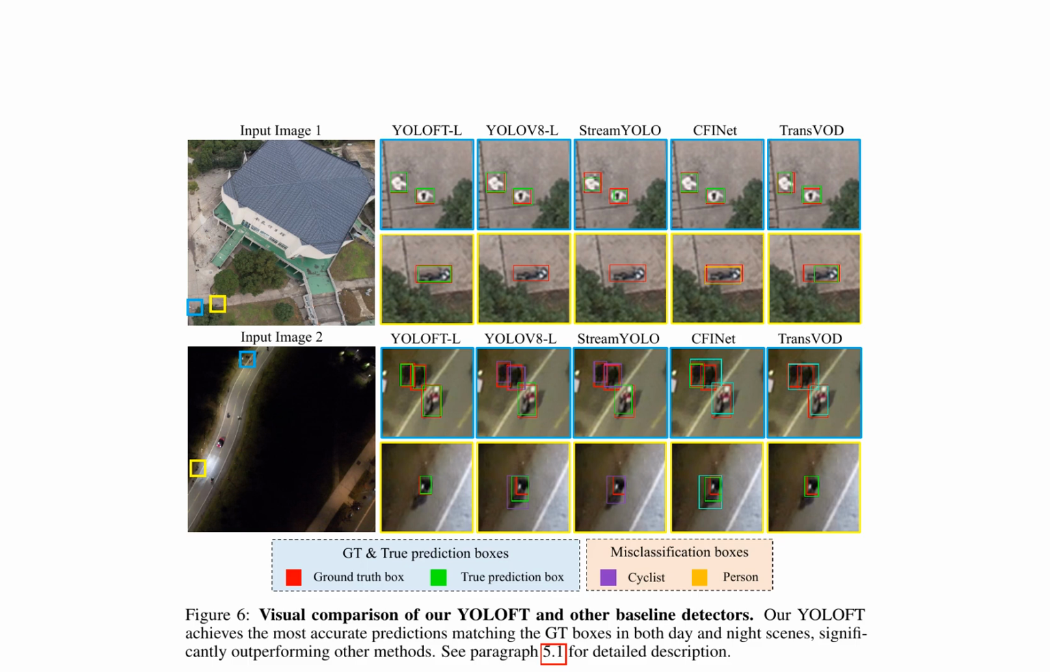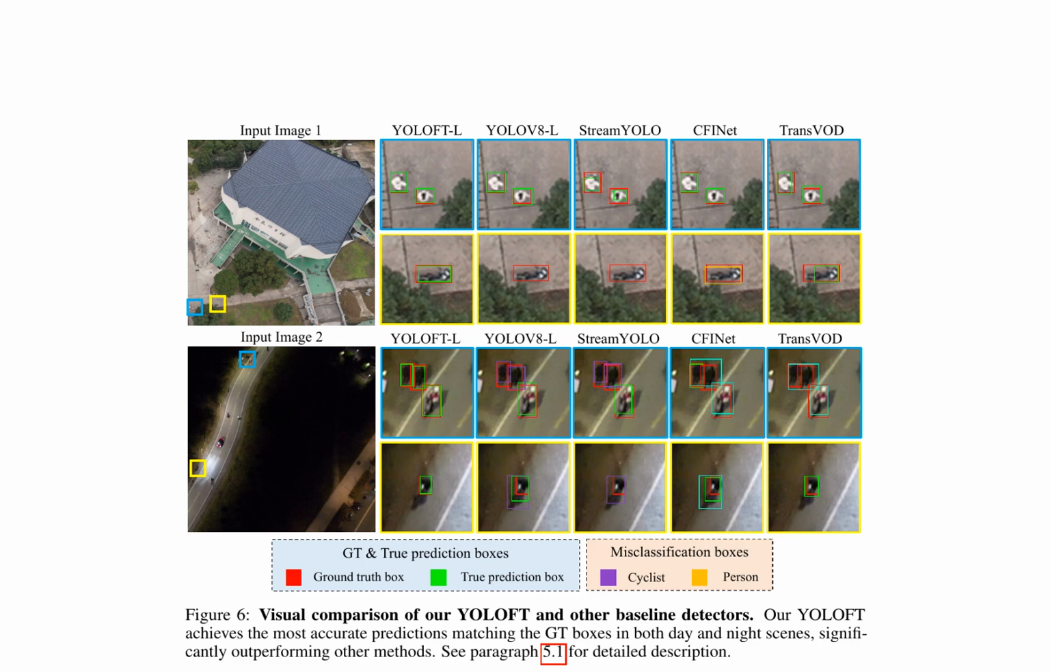Figure 6 visually compares the proposed YOLOFT detector with other baseline detectors, including SVOD, StreamYOLO, YOLOV8L, and CFI-NET. The results show that YOLOFT achieves the most accurate predictions, closely matching the ground truth boxes in both day and night scenes, and significantly outperforming other methods.